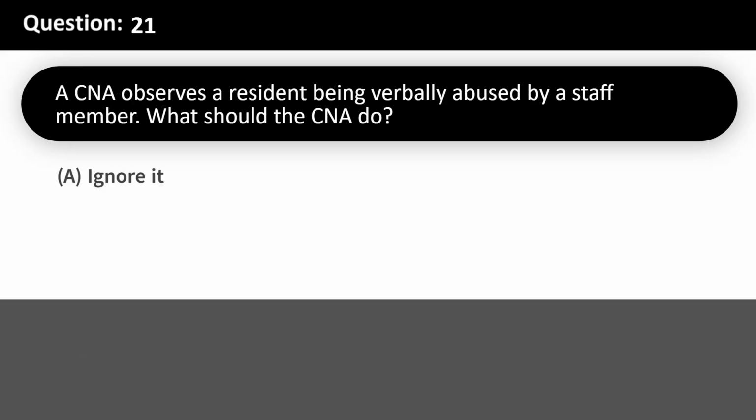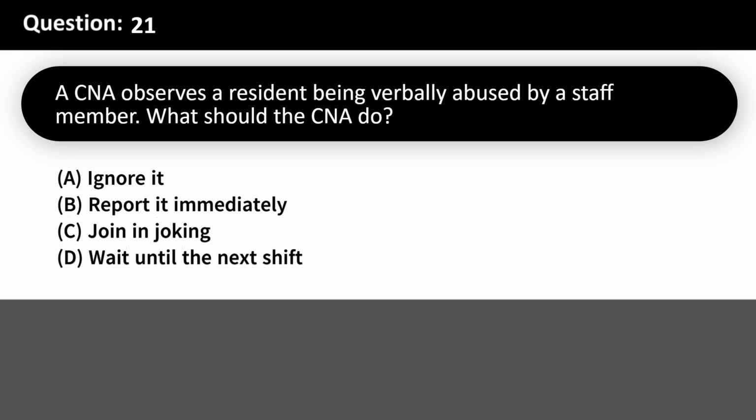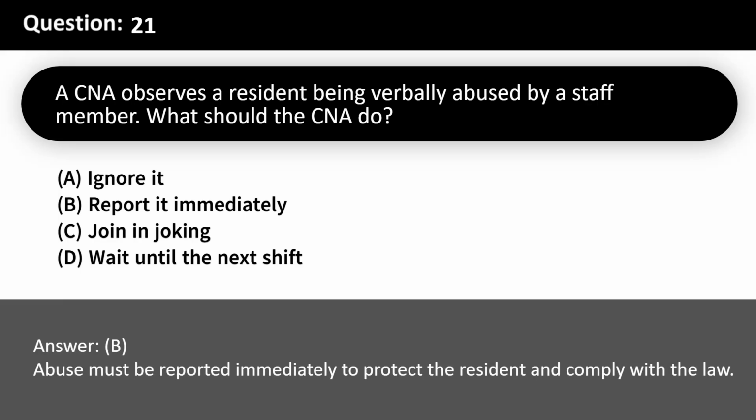A CNA observes a resident being verbally abused by a staff member. What should the CNA do? A. Ignore it. B. Report it immediately. C. Join in joking. D. Wait until the next shift. Answer: B. Abuse must be reported immediately to protect the resident and comply with the law.